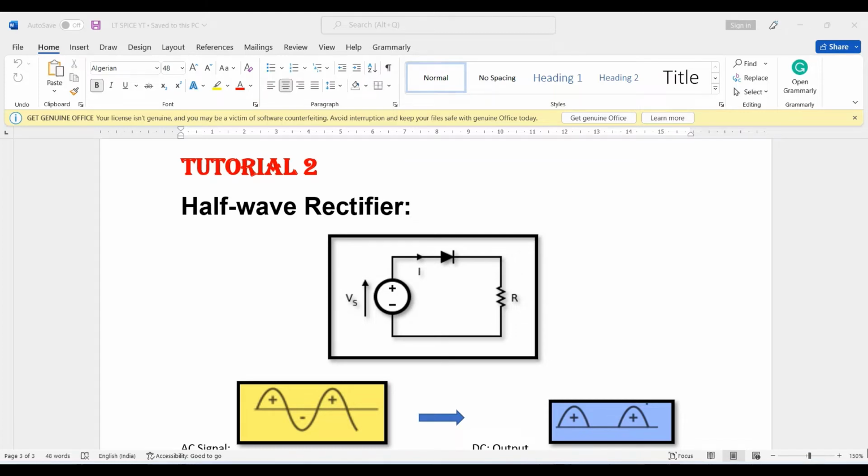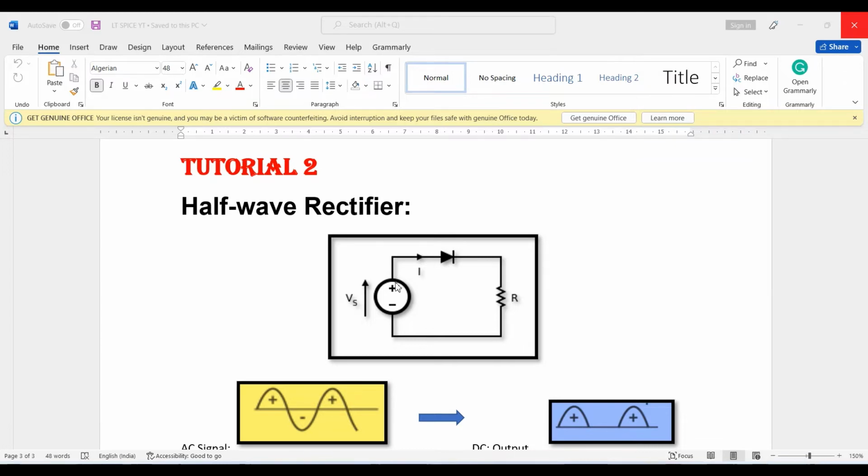So first of all, what do you understand by half wave rectifier? You need to be clear with the understanding and theory of half wave rectifier. It is a prerequisite, and then we'll be focusing on the practical implementation in the LTSpice. So what happens here, let's understand this first, what is happening over here. You can see this is a simple circuit of a diode.